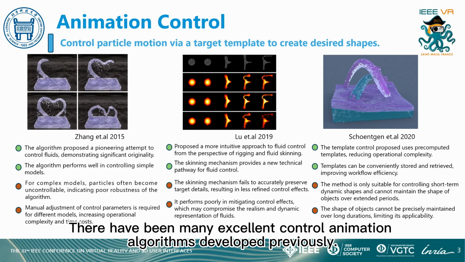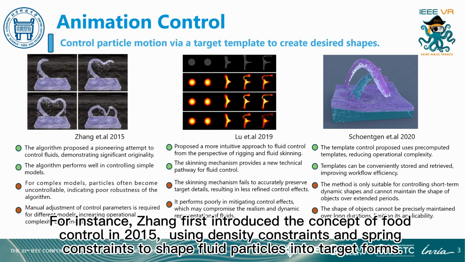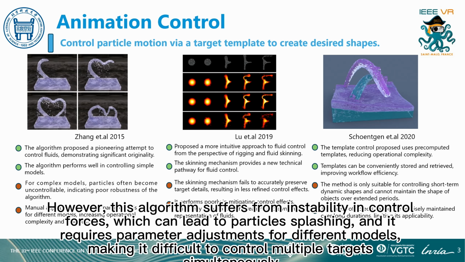There have been many excellent control animation algorithms developed previously. For instance, Zhang first introduced the concept of fluid control in 2015, using density constraints and spring constraints to shape fluid particles into target forms. However, this algorithm suffers from instability in control forces, which can lead to particle splashing, and it requires parameter adjustments for different models, making it difficult to control multiple targets simultaneously.